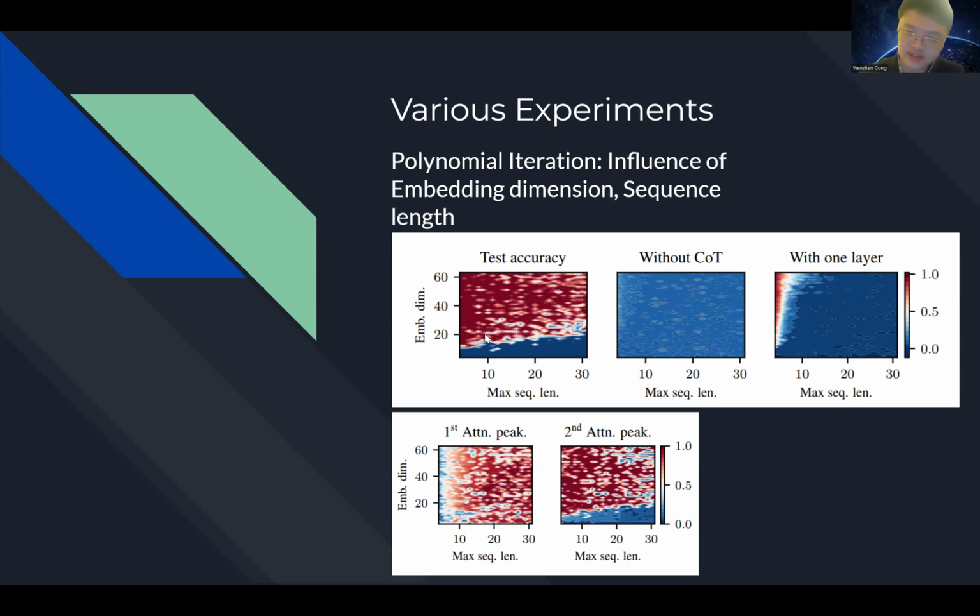So as we can see here in the plot, as the max sequence length increases, which means the difficulty of this task is increasing, the red here means higher accuracy. So as the difficulty increases, it's actually harder for this two transformer block architecture to be correct. And as you can see here, at about 10 on the y-axis, if the embedding dimension is too low, there's also a chance that these two transformer blocks cannot get the idea of the iteration head.